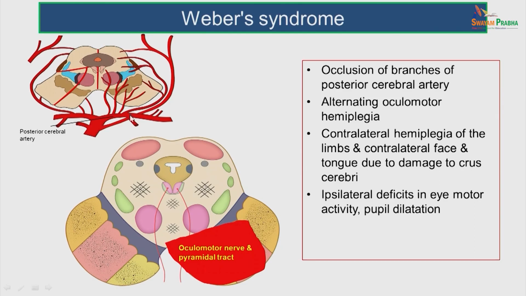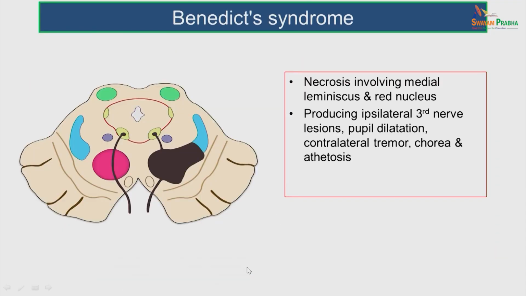Here, mainly the branches of the posterior cerebral artery are affected, and that is leading to these symptoms and leads to Weber's syndrome.